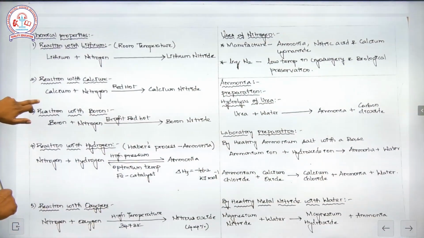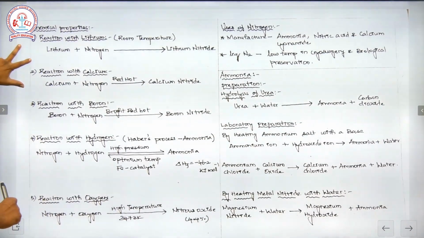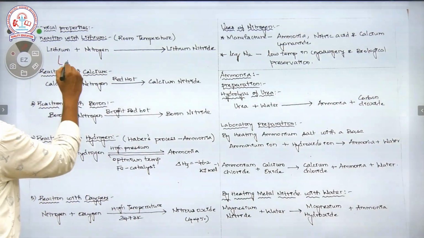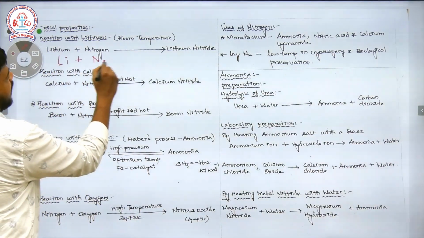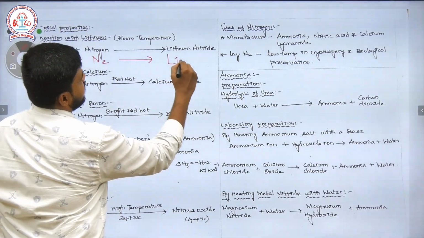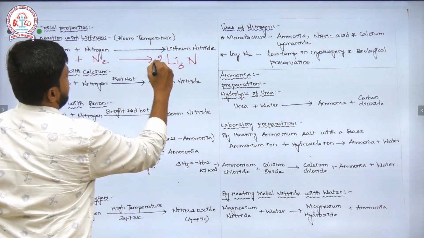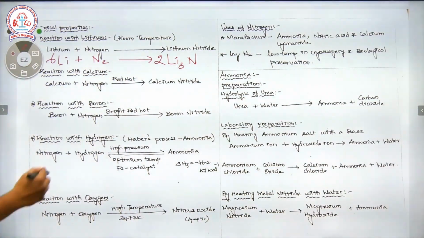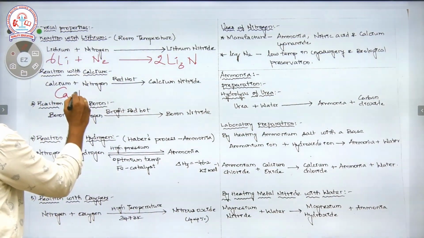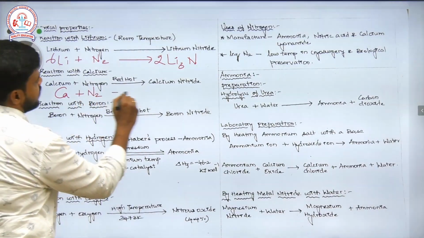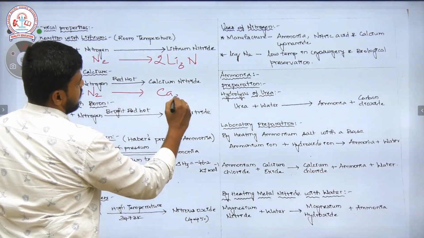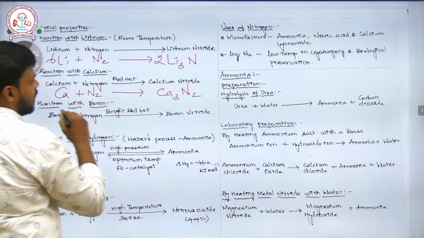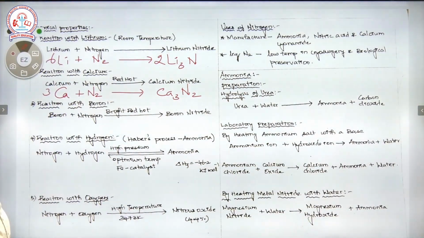chemical properties. Lithium reacts with nitrogen at room temperature and forms lithium nitride, Li3N. So to balance it, I'll make it 2 here, I'll make it 6 here. So the equation is balanced. Then regarding calcium nitride, calcium will react with nitrogen in the red hot condition to form calcium nitride, Ca3N2. So to balance it, here also it is the same. So if I make it 3, here it is 1.